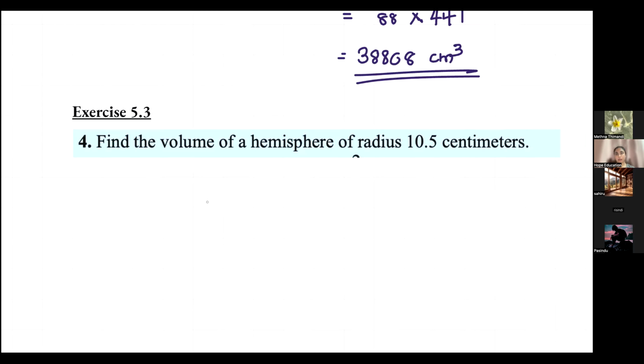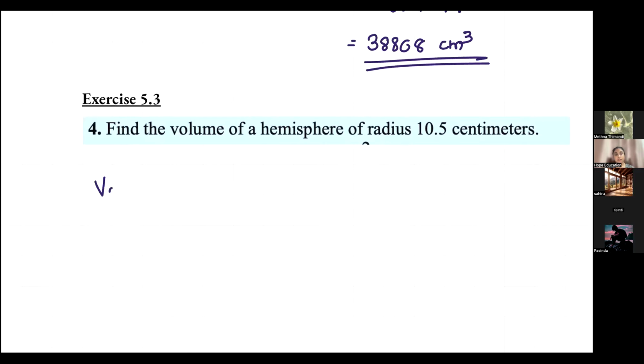Unlike surface area, for volume, if it's a sphere it's 4 over 3 pi r cube. If it's a hemisphere it's half of that. Since they have clearly said that this is a hemisphere, this should be half of 4 over 3 pi r cube. 4 over 3 pi r cube is the volume of a sphere, so if you are taking a hemisphere, that's half of a sphere.